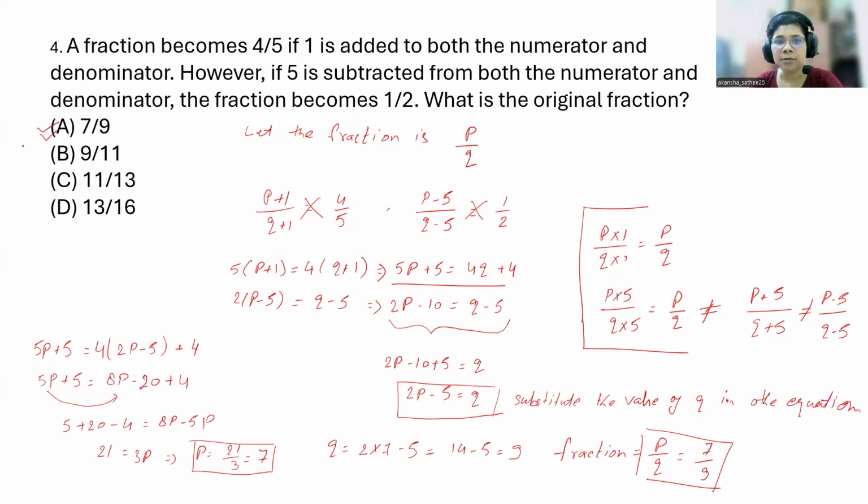So what I did, I just followed what is written over here. What they are saying: a fraction becomes 4 by 5 if 1 is added. So let's say the fraction is p by q. I have added 1 to the numerator and denominator, and it is equal to 4 by 5. I have subtracted 5 from the numerator and denominator, and it becomes 1 by 2. Now I just follow the steps and I got 7 by 9.